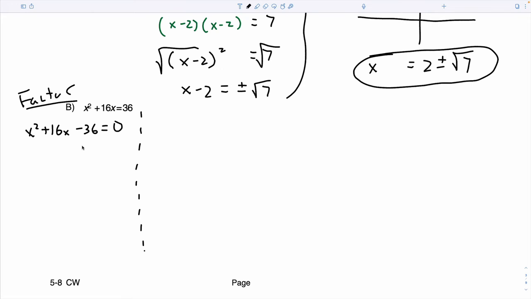Think about your factors of 36. Are there two things that multiply and add to 16? 18 and 2? Maybe. Okay. It's fine.